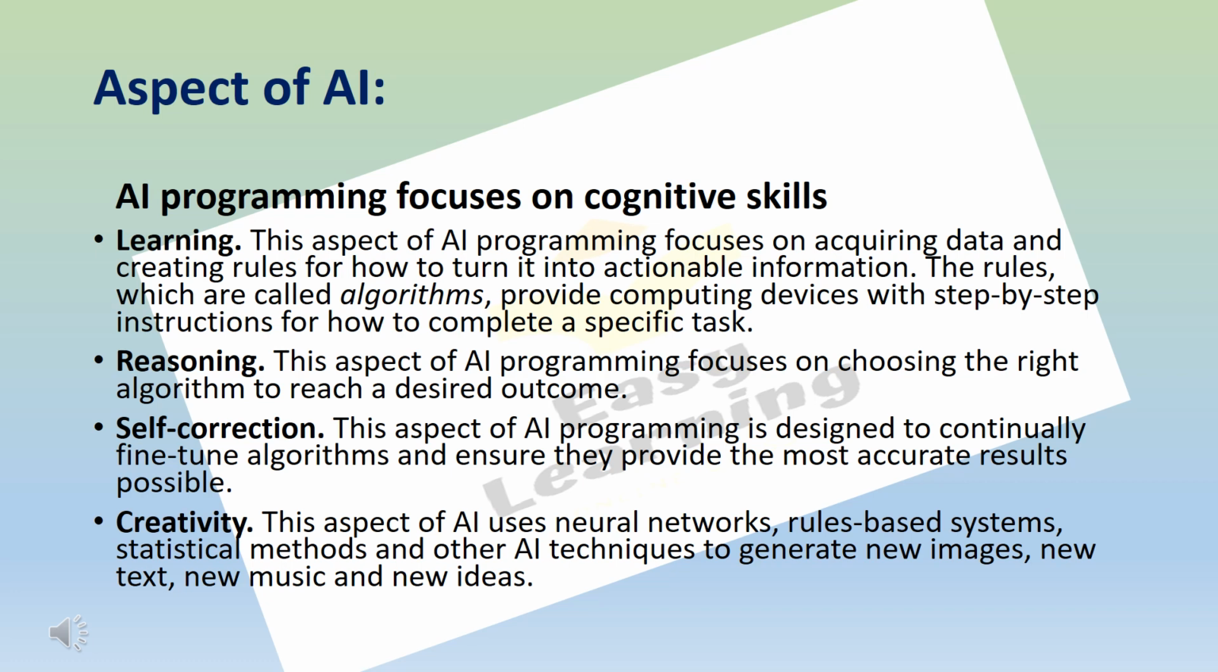Then the creativity. This aspect of AI uses neural networks, rule-based systems, statistical methods, and other AI techniques to generate new images, new text, new music, and new ideas. So these are the aspects of AI that are being used, which focus on the cognitive skills.